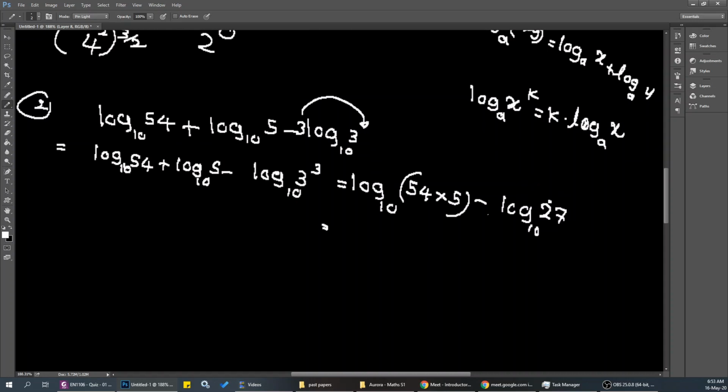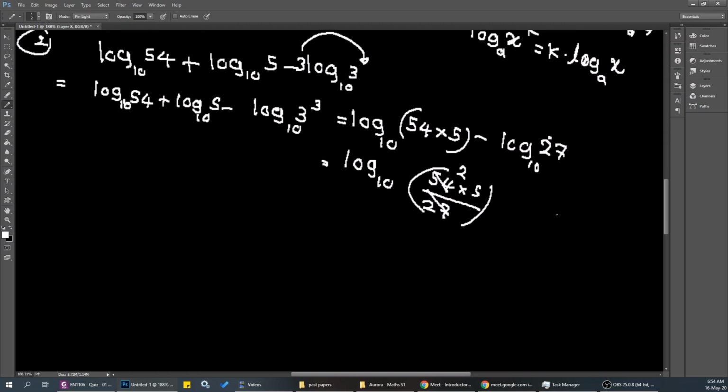And also we need to keep in mind that we can convert this particular subtraction into a division when we put this back into the logarithm form. So rather than this 5, we have a subtraction here, so we take the division and write 27. Now you can see that we can do the simplification inside this bracket. 54 over 27, the answer is 2, and 2 into 5 is 10.